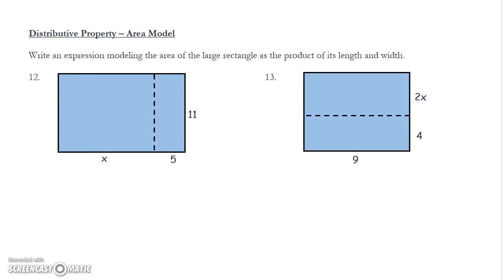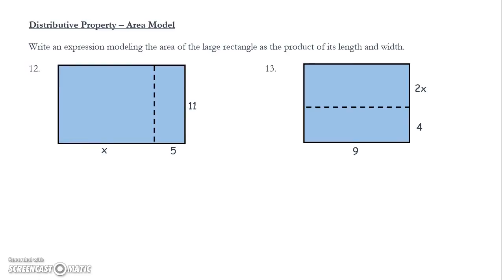The last part of today is talking about area model with the distributive property. So really what we're saying here is I have two possible ways to find this. What I want you to recall is that the area of a rectangle is equal to length times width, or base times height. So I could do this in two ways. I could find the area of just this piece. If I found the area of just that piece, it's 5 times 11, or 55. That's the area of this piece.